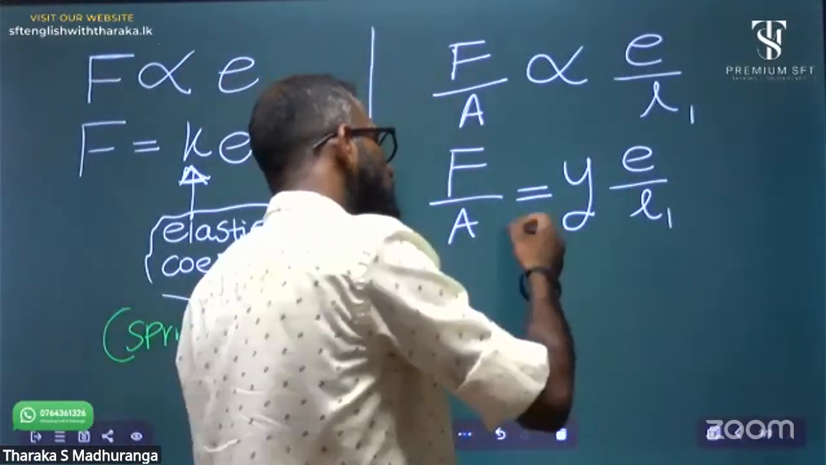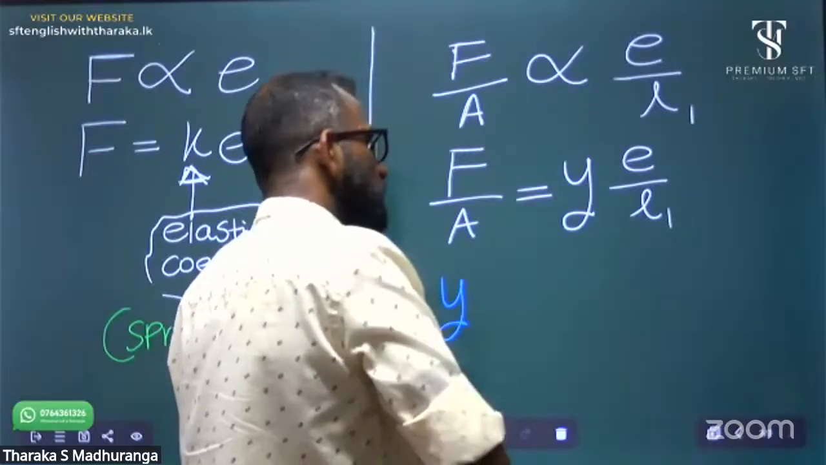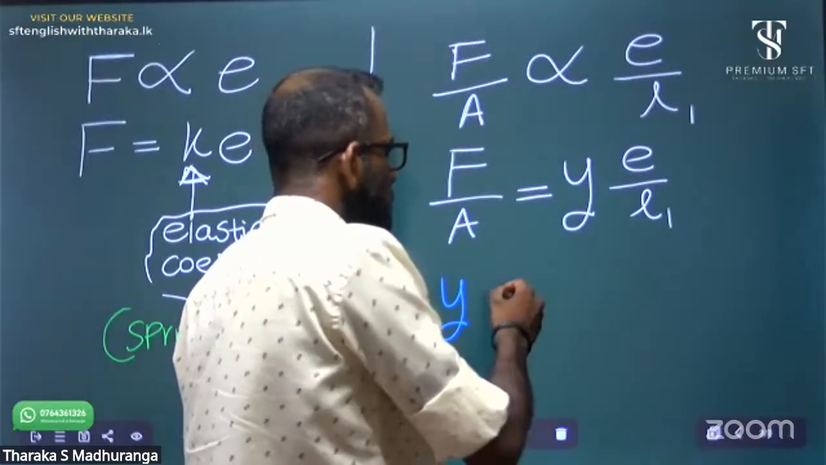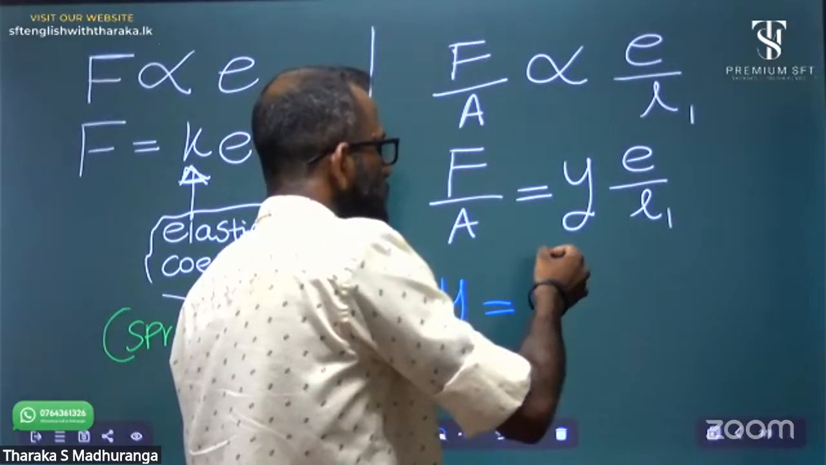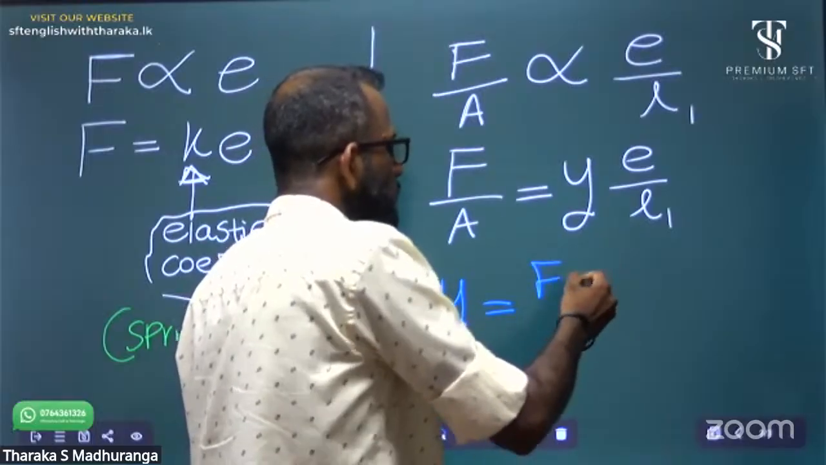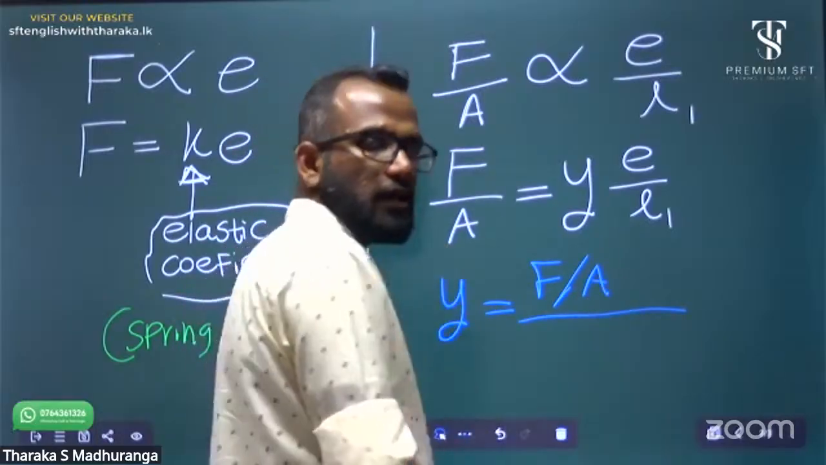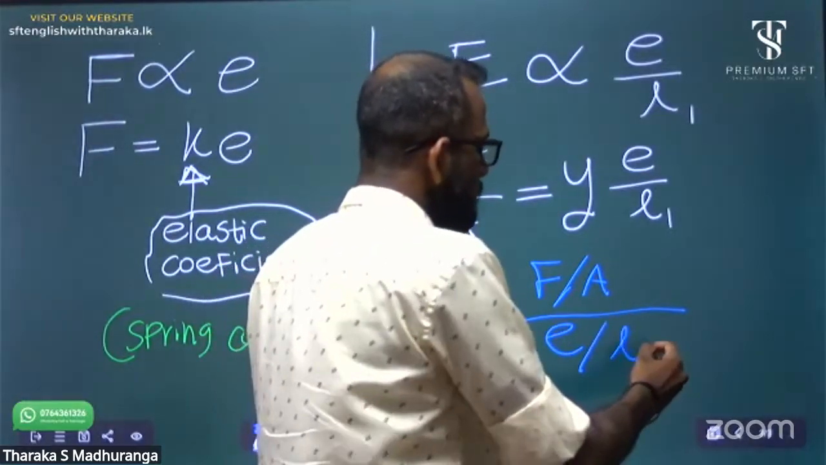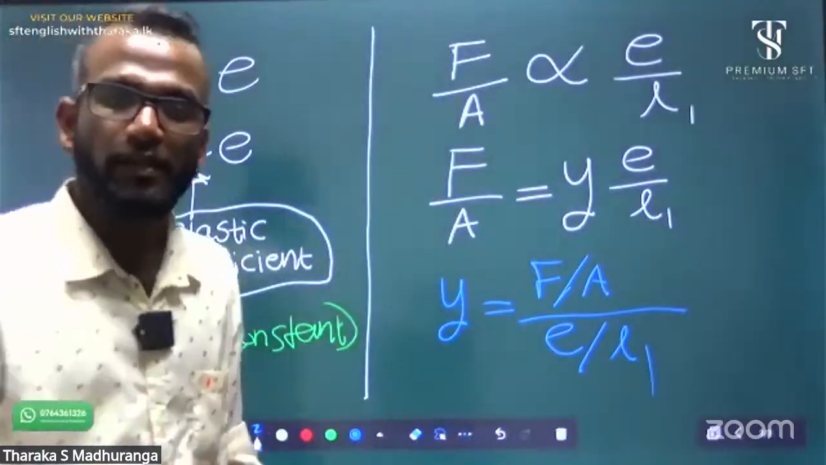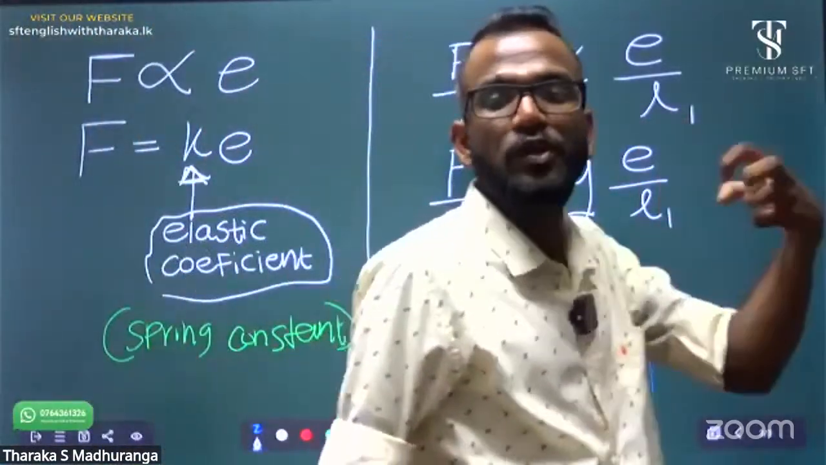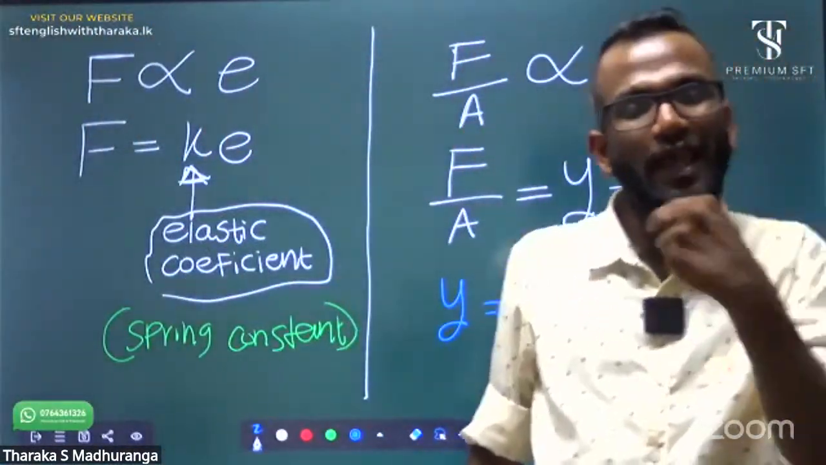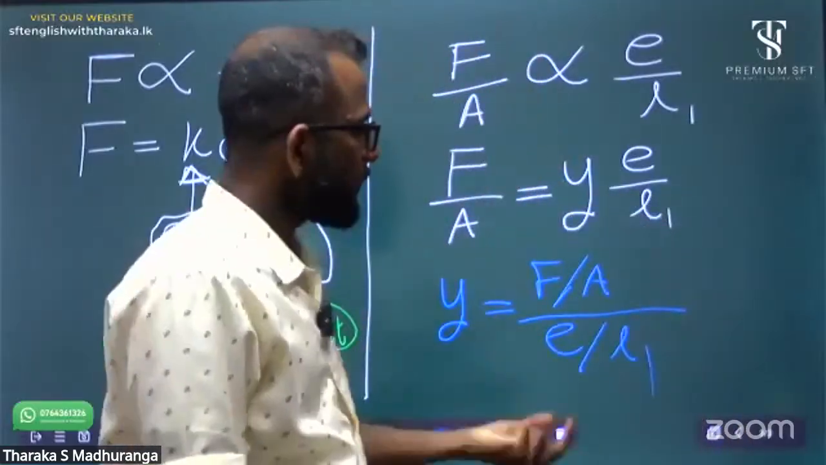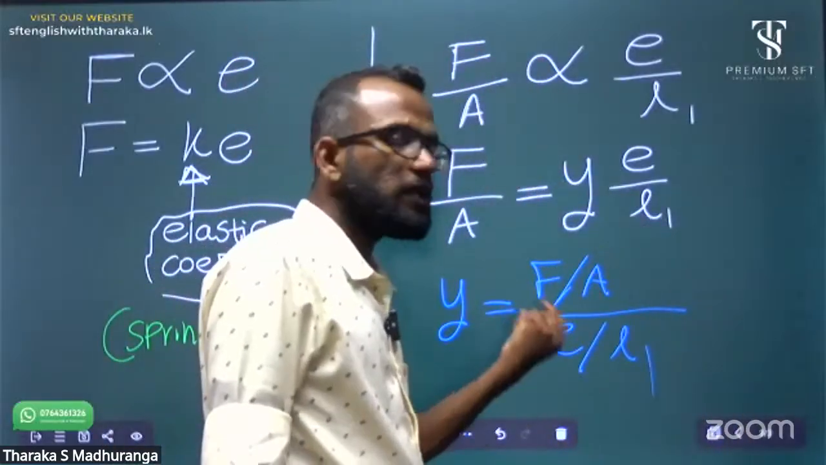Now, if you isolate Young's modulus, what happened? F over A, that means stress, divided by the strain. That's why we call Young's modulus the ratio between stress and strain. F over A divided by e over L1.